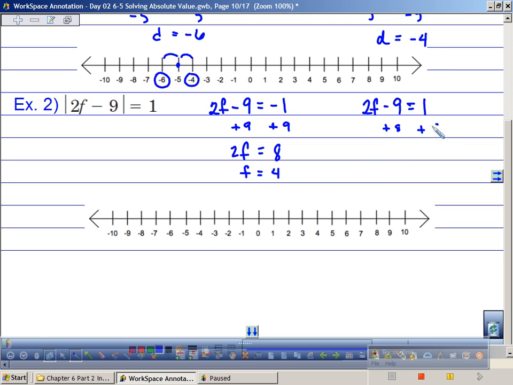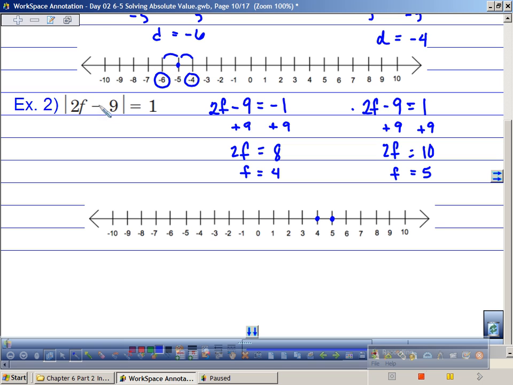Add 8 to both sides on this side. 2f, I'm sorry, 9, thank you. So 2f is equal to 10, therefore 1f is equal to 5. Let's graph that. Here's 4, here's 5.